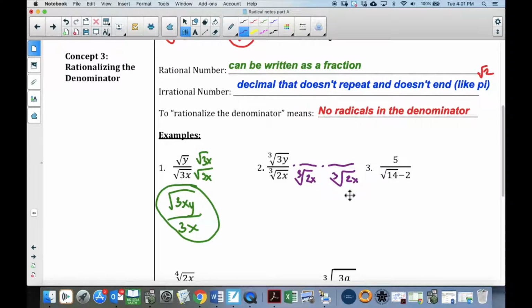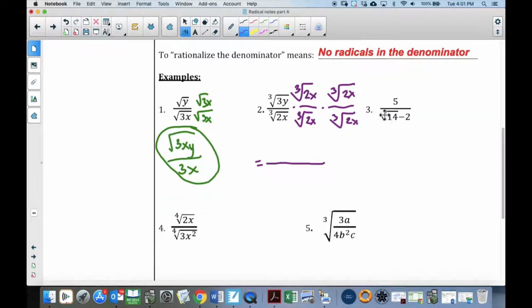But if I do it in the denominator, I have to also do it in the numerator. And so now, when I do this, I multiply straight across my numerator. I multiply straight across my denominator. And in the denominator, there are 3 of them, and they are cubed and cube roots. So we just get a 2x. That's the same rule I was referring to a minute ago.